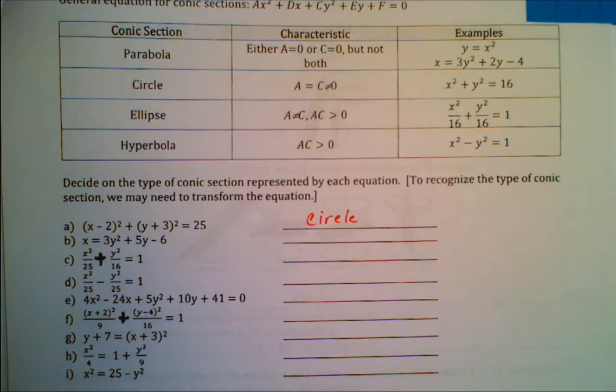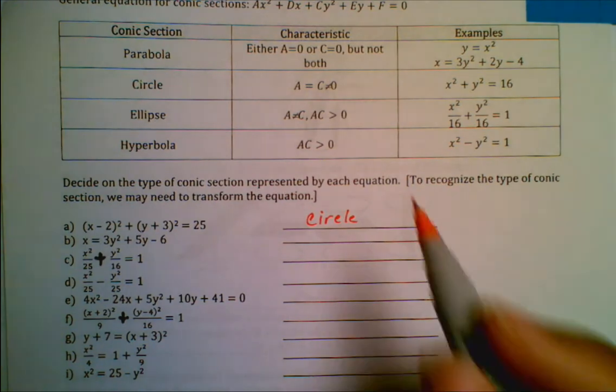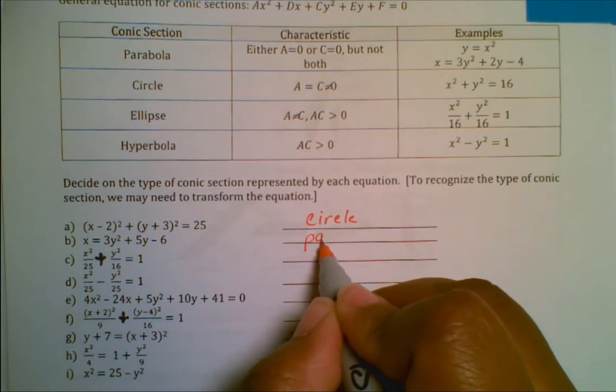Okay, how about B? x is equal to 3y squared plus 5y minus 6. What is being squared here is only the y squared term, so we have a parabola.